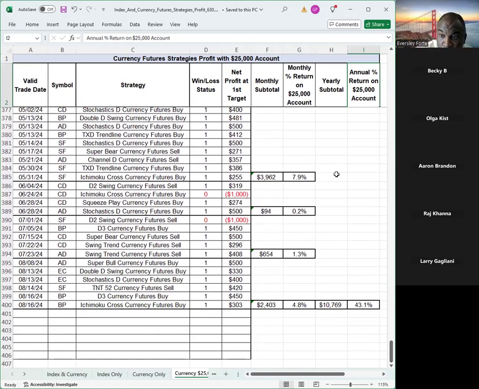And once again, these are all worst case scenarios. If you look at the plan, you're going to see different choices for targets and stops. And this is basically the worst case scenario. You can actually make a lot more. You can trail stops and catch bigger moves. So I wanted to show you first how money is actually made when we follow a plan.